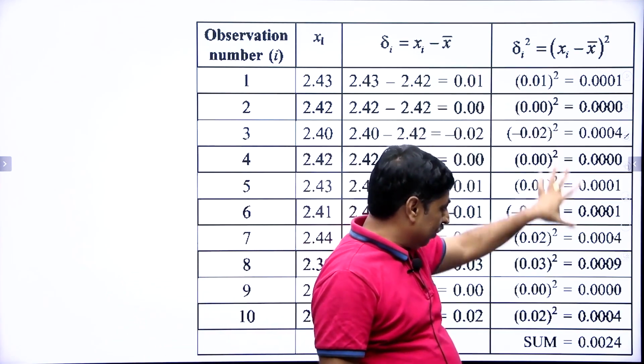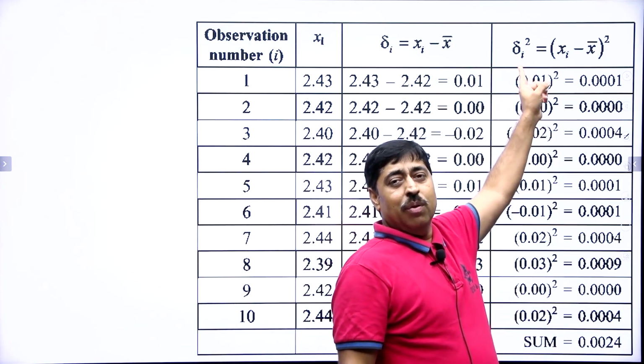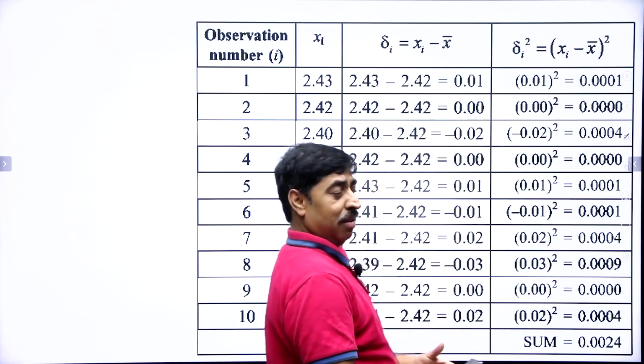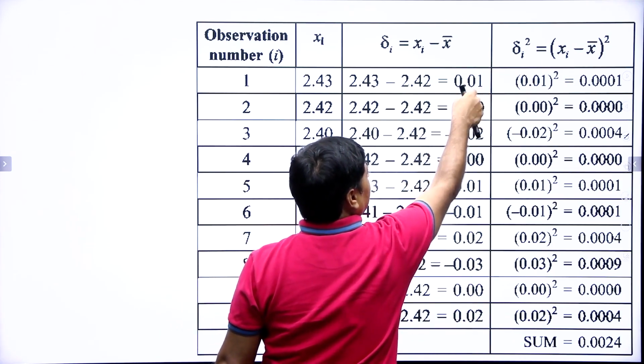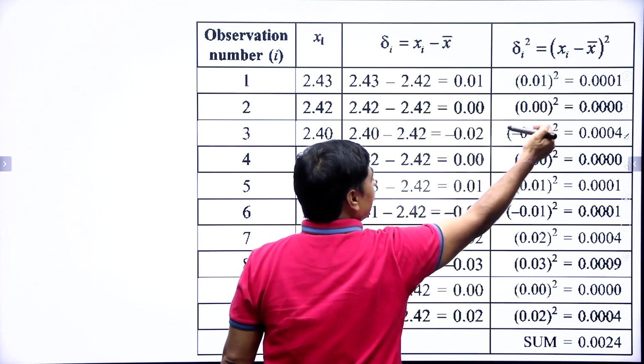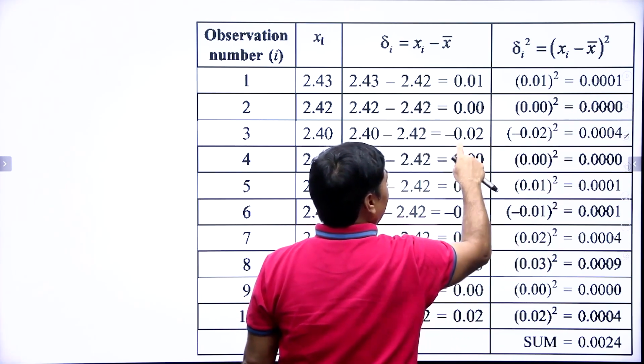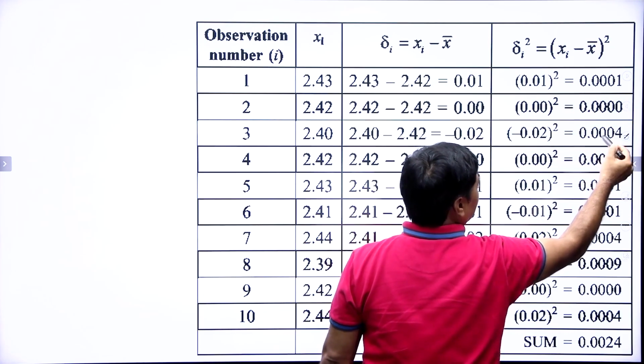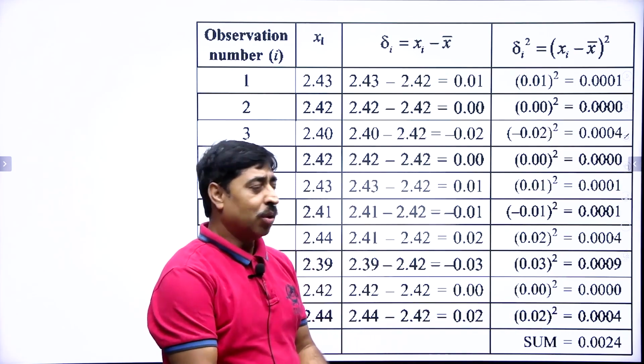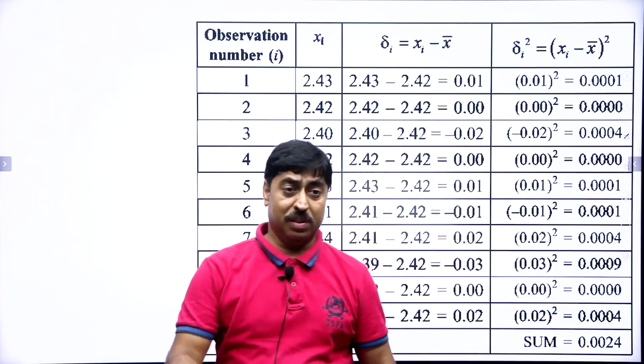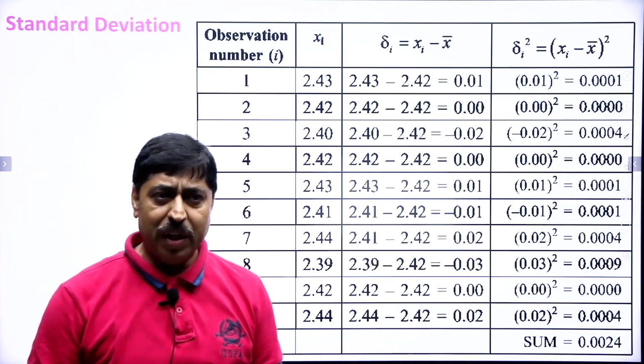Now, this column gives you the square of the mean deviation. First calculate the mean deviation, then square them. Square 0.01, so it is 0.0001. Square 0.02, so it is 0.0004. So on and so forth. So, this is the square of all mean deviations.